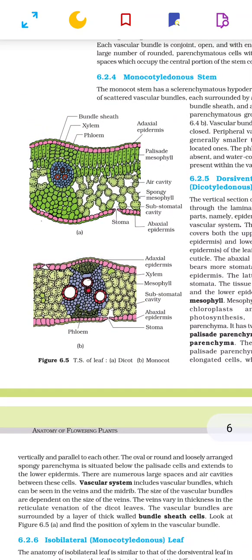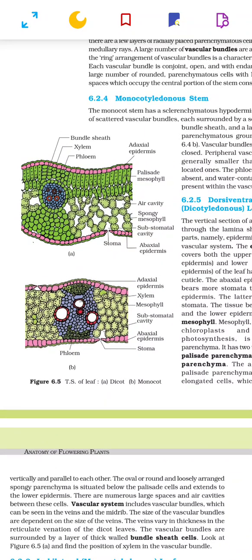So in figure 6.5, transverse section of leaf, figure A represents the dicot leaf, that is the dorsiventral leaf, and figure B represents the monocotyledon leaf, which is the isobilateral leaf. In the dicot or dorsiventral leaf, there are two surfaces. One is the upper surface, which is formed by the adaxial epidermis, and the other is the lower surface, which is formed by the abaxial epidermis. In the dicot leaf, stomata are present on the abaxial epidermis. On the adaxial epidermis, there is a very reduced number or nearly an absence of stomata.